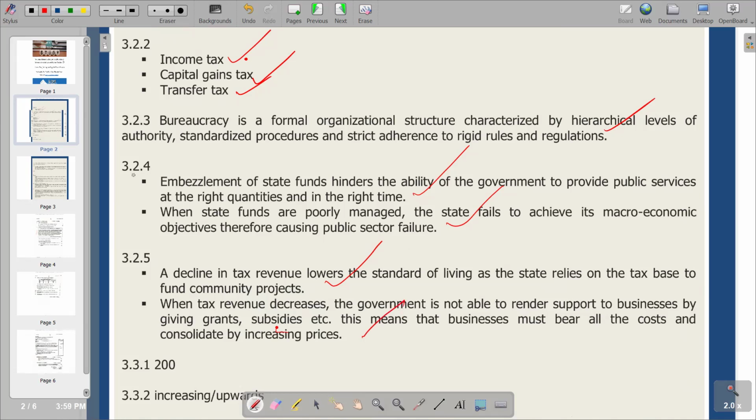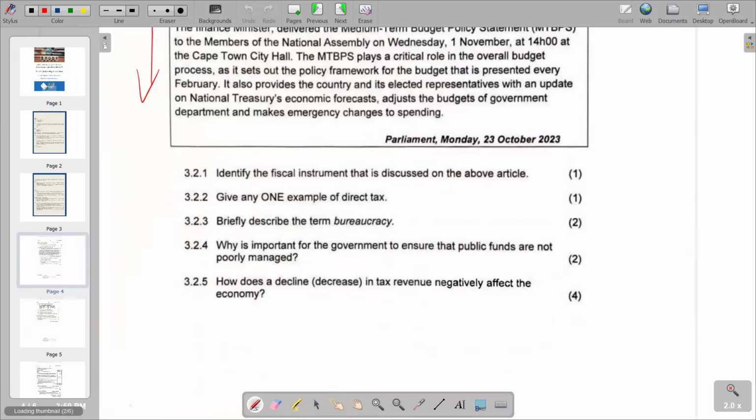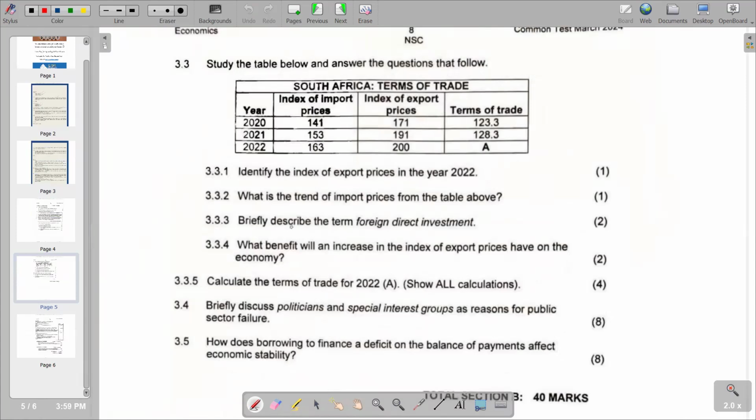So we go to the next part, which is now question 3.3. Study the table below and answer the questions that follow. We've got a table of terms of trade, South Africa terms of trade. We've got an index of import prices as a column, and then we've got index of export prices as a column. Then we've got terms of trade as a column.